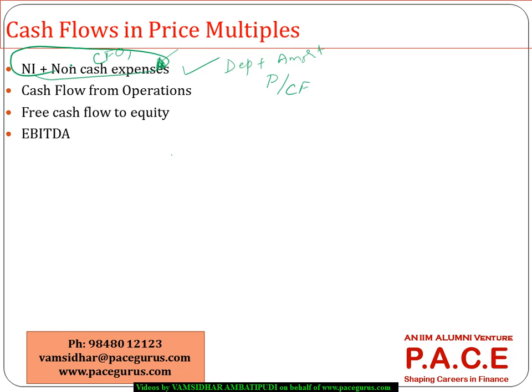Similarly, when I am taking cash flow from operations, though it is more and more stable, if there is a lot of capital expenditure present for a company, cash flow from operations does not consider that, so it may result in a very high value per cash flow from operations, but the free cash flow to equity may come down quite drastically. So all these things have their own limitations in usage.